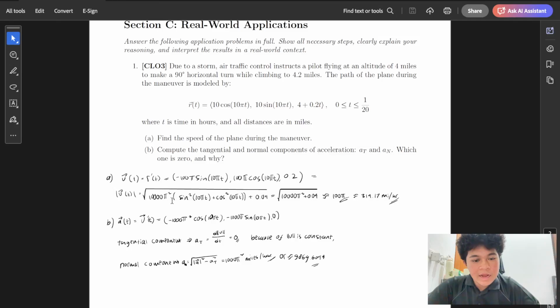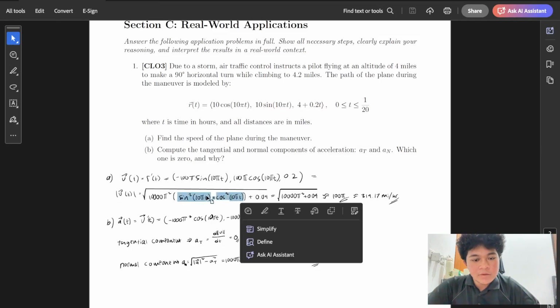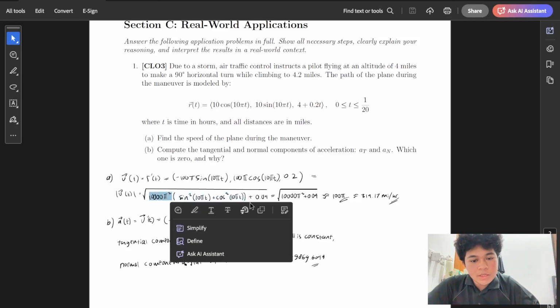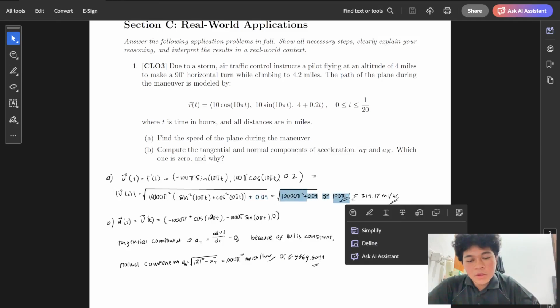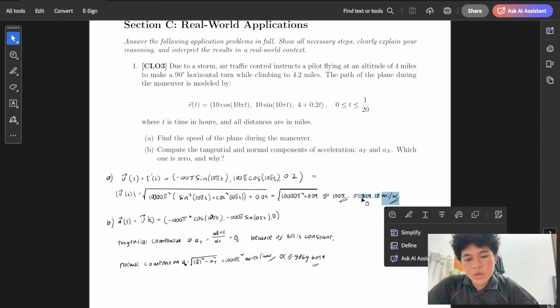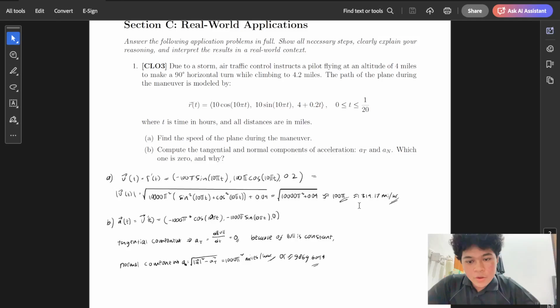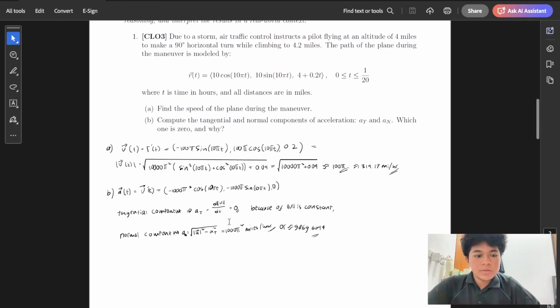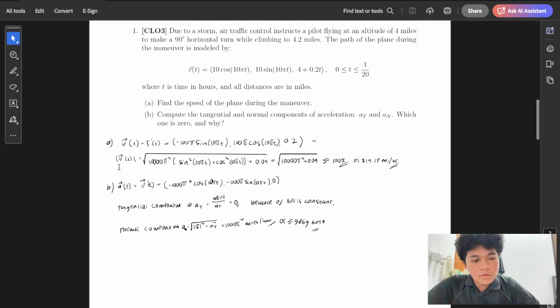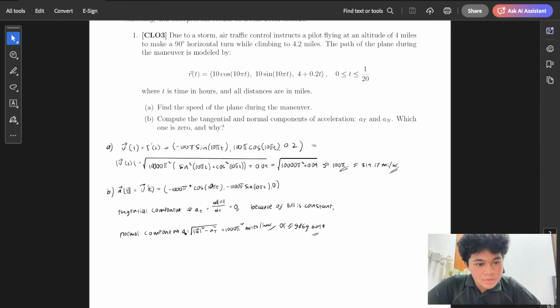Ya intinya agar ini tuh bisa jadi satu nanti, ya, sin kuadrat 10t, yang dimana we know that sin squared plus cos squared is equal to 1, so we don't worry about this. We just compute this plus this. It will give us about 314.17 miles per hour.